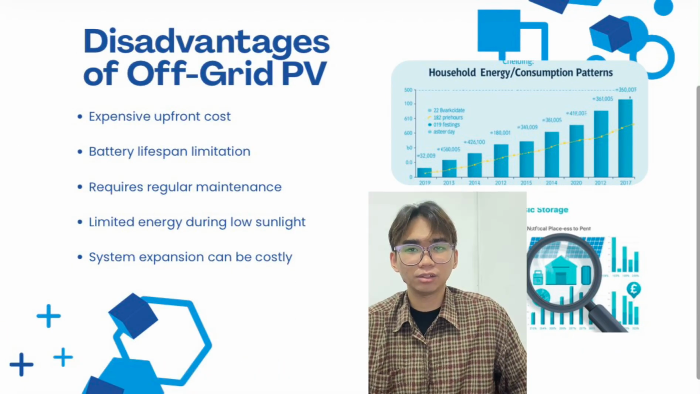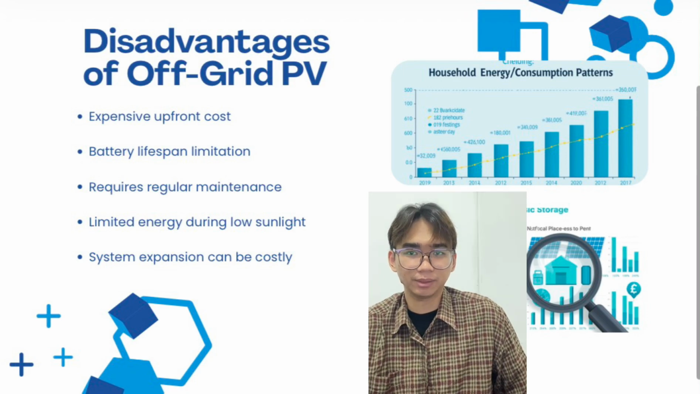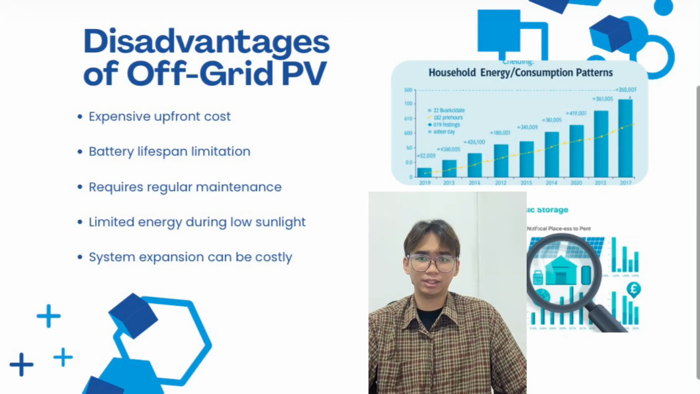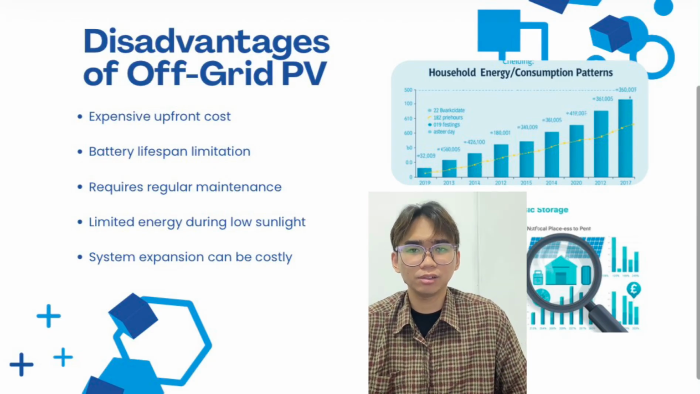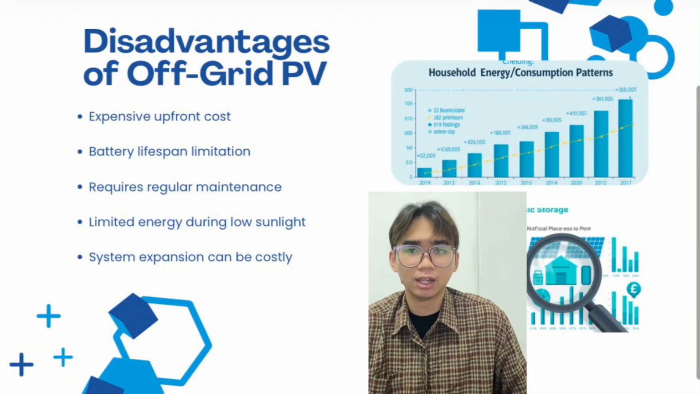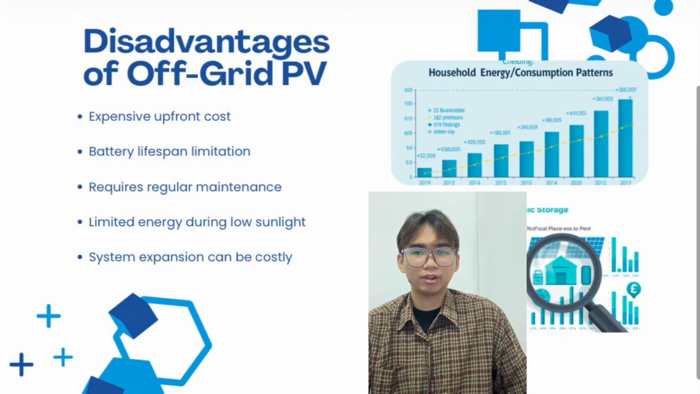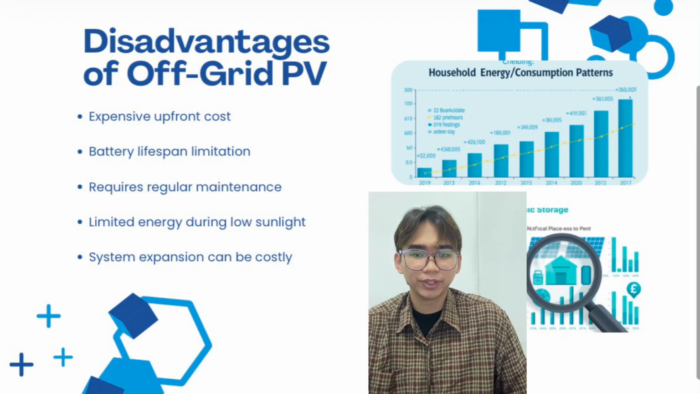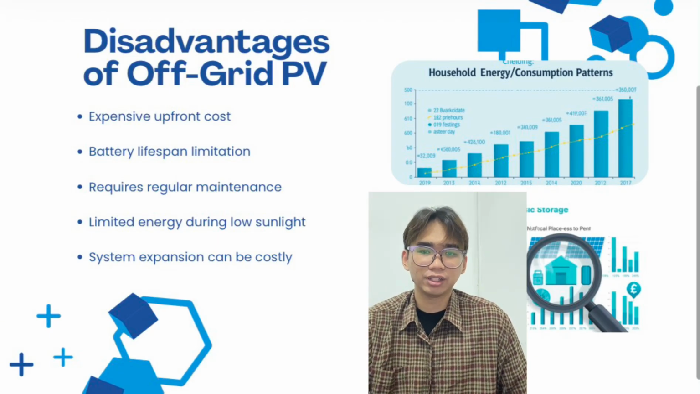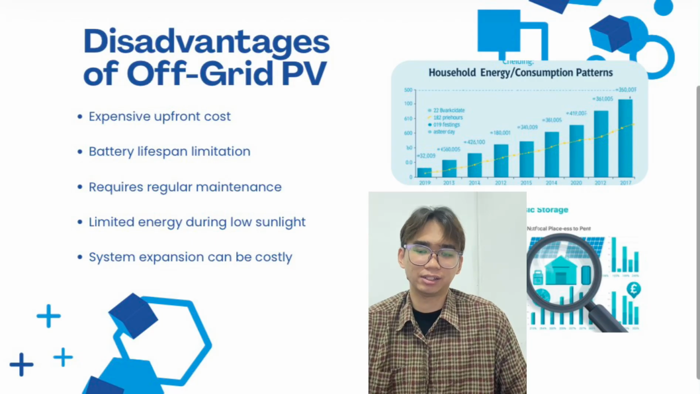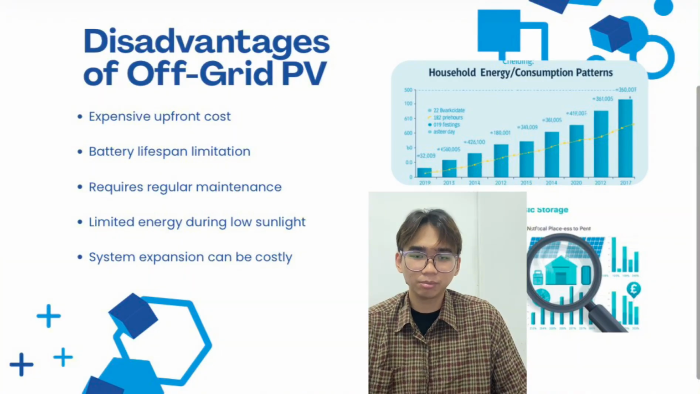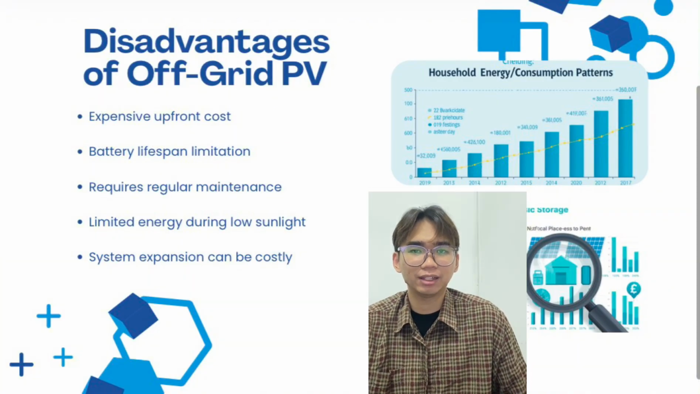However, there are also some disadvantages of off-grid PV system. The main disadvantage is the expensive upfront cost for installation of the battery system. Battery lifespan is also limited, so replacement is needed after several years of use. In addition, the system requires regular maintenance to ensure all components function properly. Another disadvantage is limited energy production during low sunlight conditions such as rainy weather. Lastly, expanding the system in the future can also be costly because additional panels and batteries may be required.